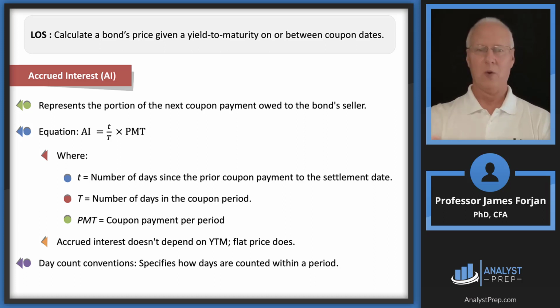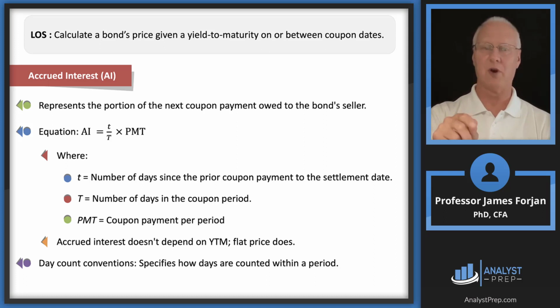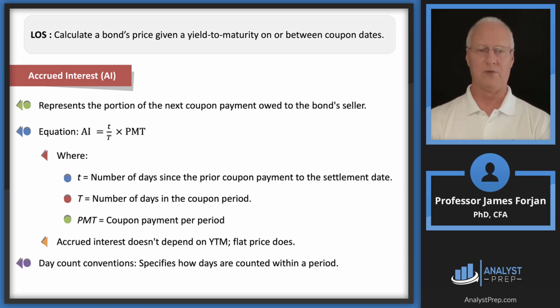This is super simple. We're going to take the PMT, which is the coupon payment. That's the next semi-annual coupon payment. And we're going to multiply it by a ratio of lowercase t, which is the number of days since that prior coupon payment was made, and then divide that by capital T, the number of total days in the coupon period. That's why we need to worry about the convention. Are we going to go with a 360-day year or a 365-day year?